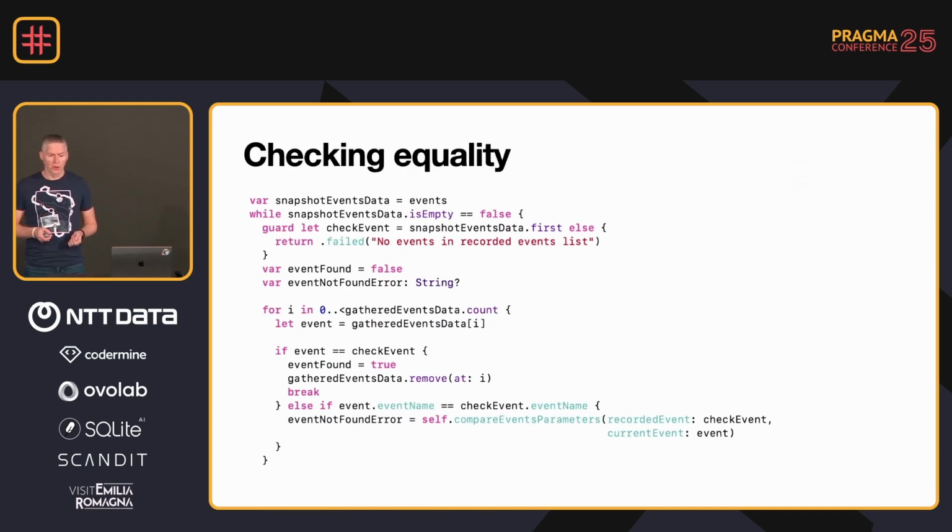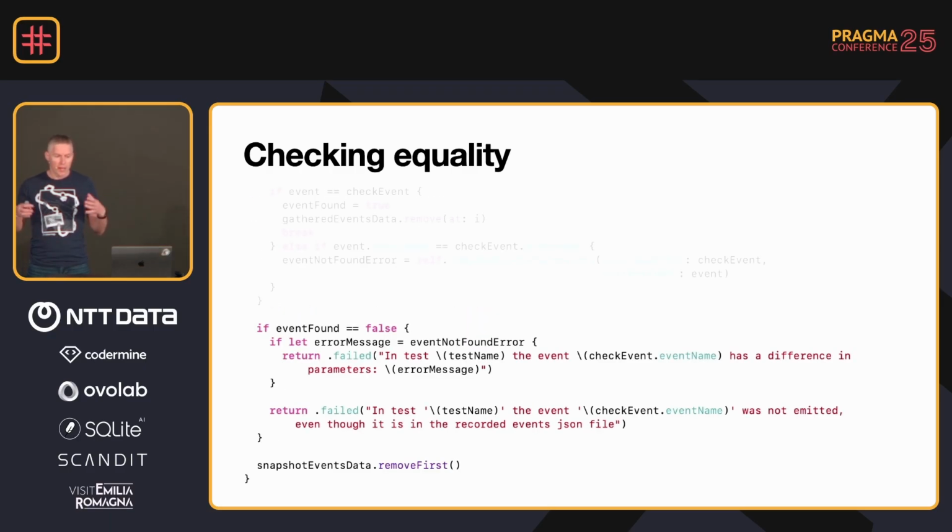Let's quickly look at the code. It's not rocket science, two loops, one inside another. We check events. A nice element here is that we are just checking for equality, beautiful. And the second part is combining error messages if something went wrong.